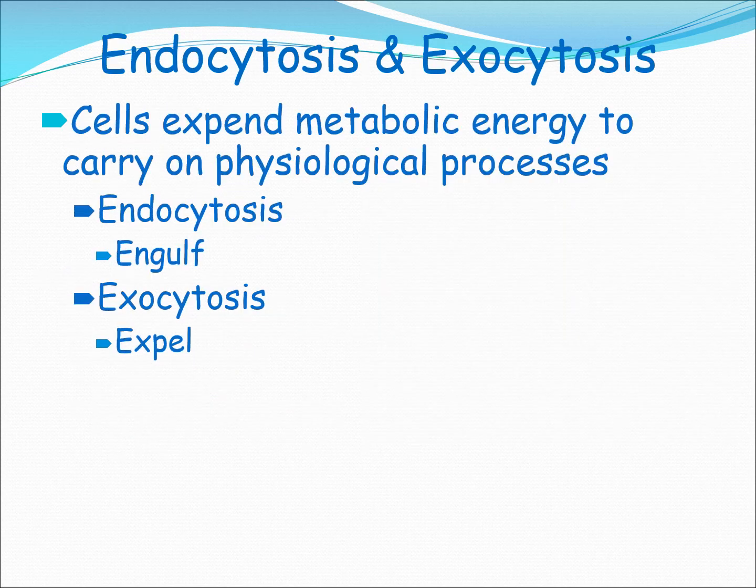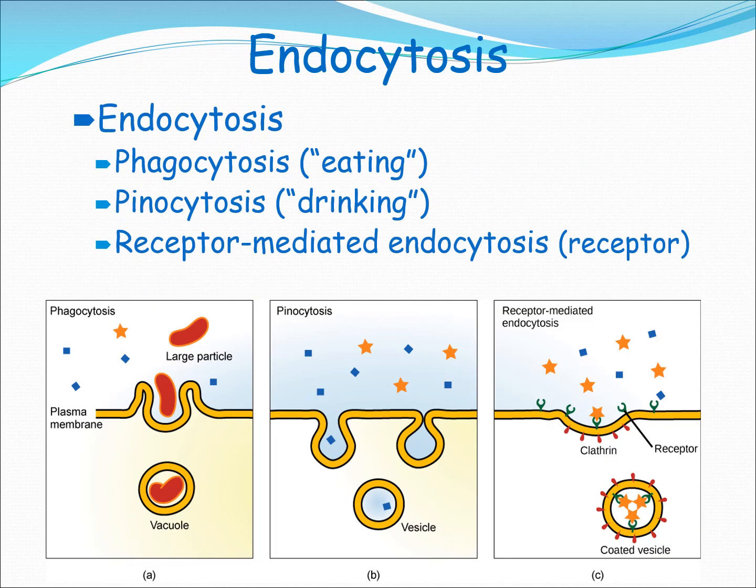There are times when a cell needs to engulf or expel large particles or even parts of a cell. This is accomplished with a type of active transport known as endo or exocytosis. As the names imply, endocytosis involves engulfing substances, while exocytosis is expelling substances out of the cell. Cells have three ways they can engulf large particles: phagocytosis, pinocytosis, and receptor-mediated endocytosis.